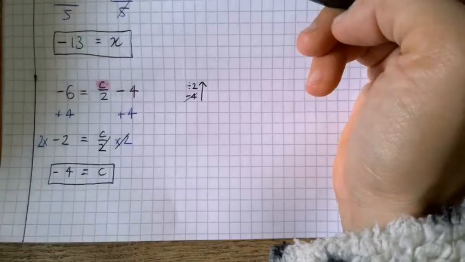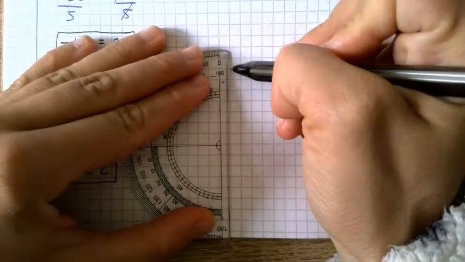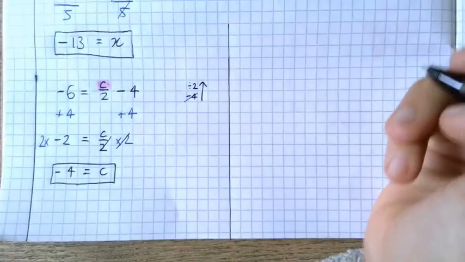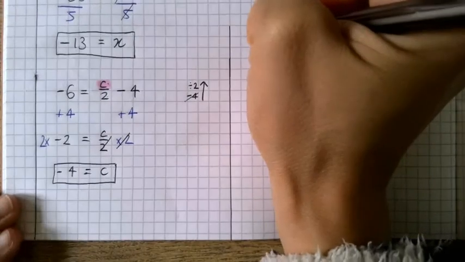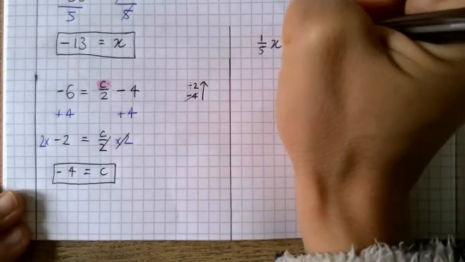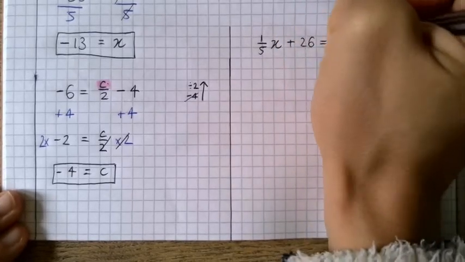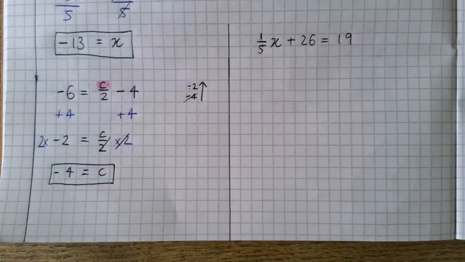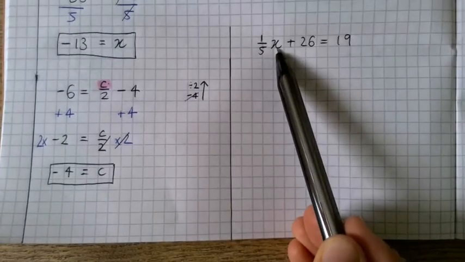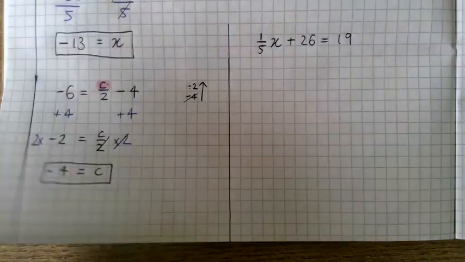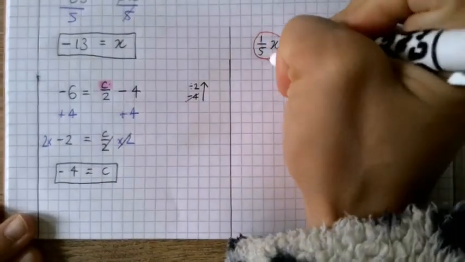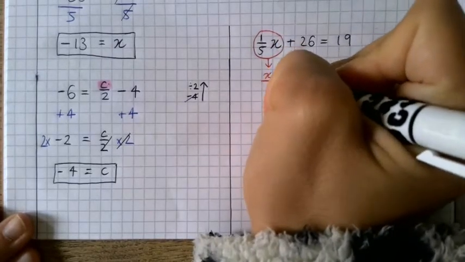So the last example we'll do, I'm just going to draw a line here, separate my work. So the last example we're going to do is this one. It is 1/5 x plus 26 equals 19. And I wanted to include this one because it has a fraction next to our letter x, which always throws students off. But we learnt last lesson that this can be written in this way, x over 5.